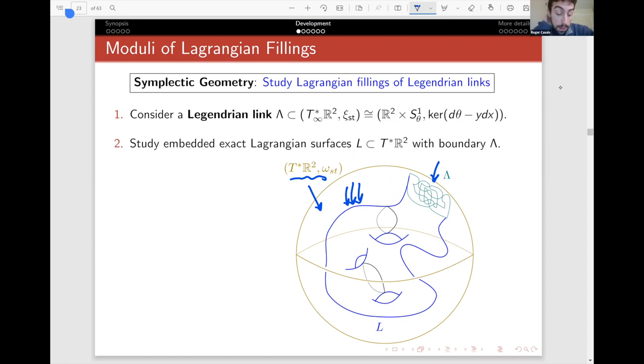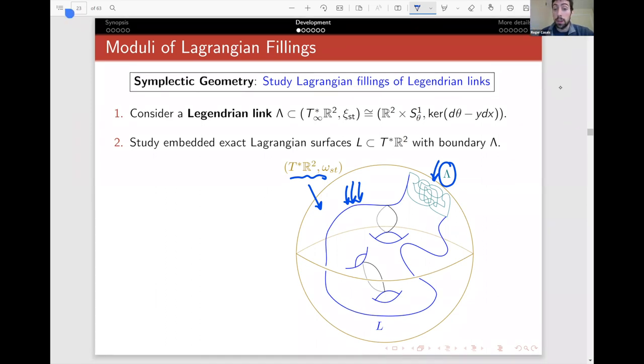Obviously, if you ask for embedded exact Lagrangians which are closed in R^4, Gromov, and these days many other arguments, tell you they cannot exist. But if you ask them to be asymptotic to this lambda, they do exist, and you can ask about their Hamiltonian isotopy classes, namely, up to compactly supported Hamiltonian isotopy. And that's an interesting way to, for instance, distinguish Legendrians. Maybe some Legendrians do have Lagrangian fillings, some don't. Maybe one has 5, the other has 7, and that tells them apart. And it's overall, for my taste, a nice problem. Lagrangian surfaces in R^4 asymptotic to lambda, classified up to Hamiltonian isotopy. That's the starting geometric point.